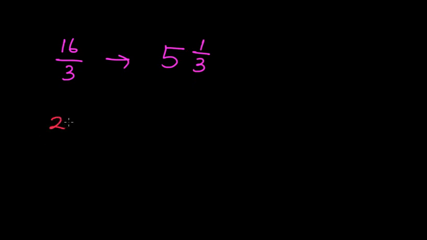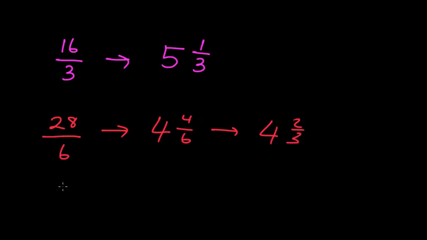If I do 28 over, let's say, 6. How many 6's go into 28? Well, 6 4's are 24, 4 left over, 4 and 4/6. You might then go ahead and say 4 and 2/3.